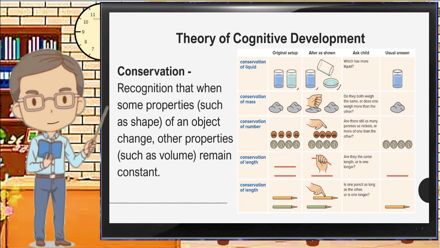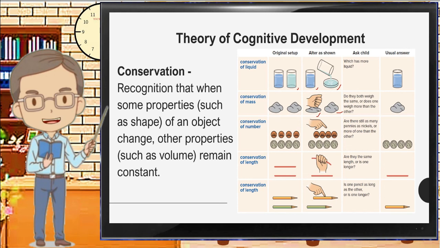Next, let's talk about conservation of mass. If you try to squeeze the clay or the dough into a flatter figure, they would say that the one on the right is bigger, or they would say that it's heavier because it's bigger. They don't know that even though we have squeezed the dough on the left, it still weighs the same as the one on the right. So they're not yet capable of analyzing such things.